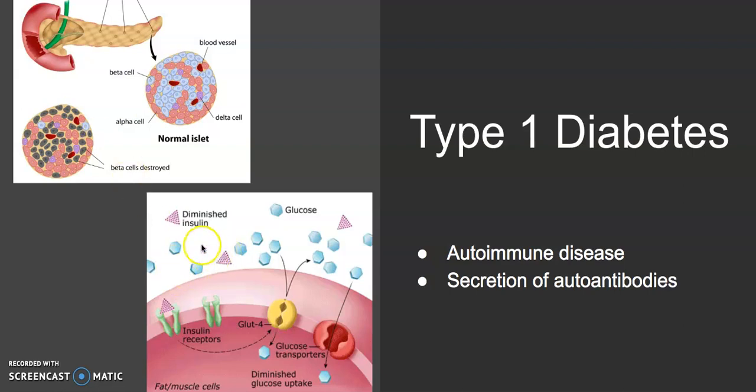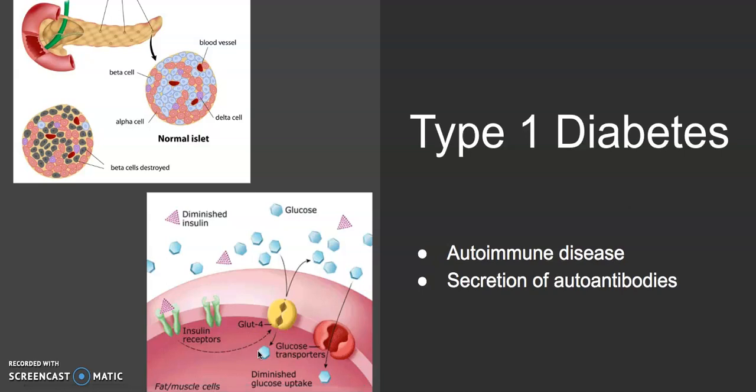Since there's diminished insulin, if this is our fat or muscle cell on the inside and this is the outside, then glucose cannot come into the cell. So you don't have much insulin coming to these insulin receptors. The insulin receptors are signaling to the GLUT4 transporters to bring glucose in, but there's less glucose coming out of the blood and into tissues because of the lack of insulin.